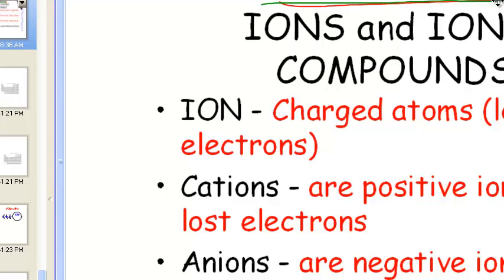First thing we need to do is just get some terminology out there. What is an ion? It's a charged atom, which just means it lost or gained electrons. Cations is the fancy book learning term for positive ions. It means they've lost electrons. Anions are negative ions, and that means they have gained electrons.